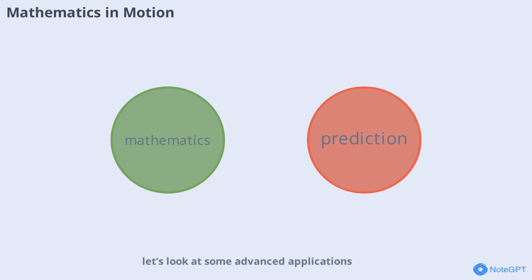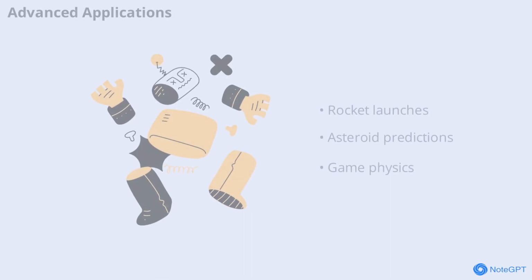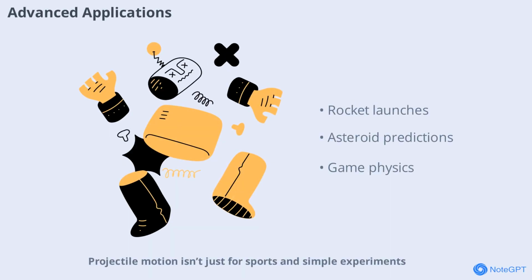Next, let's look at some advanced applications. Projectile motion isn't just for sports and simple experiments. It's used in designing rockets, predicting asteroid paths, and even in video game physics engines. Engineers and scientists rely on these principles for safety and accuracy in complex projects.